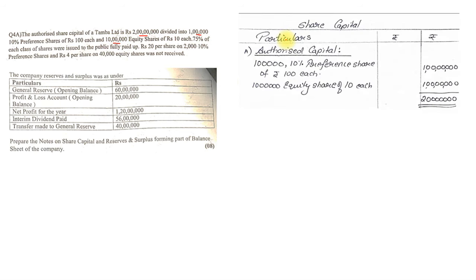In share capital, particulars and amount, we give the heading authorized capital: 1 lakh 10% preference shares of 100 each, which comes to 1 crore, and 10 lakh equity shares of 10 each, which again comes to 1 crore. Total was 2 crores, which was read above.